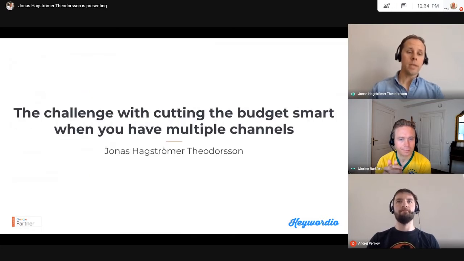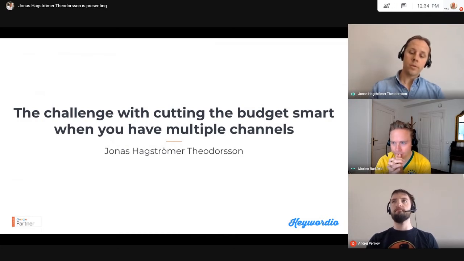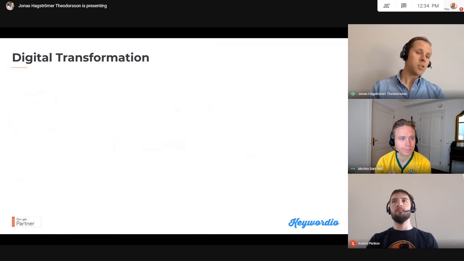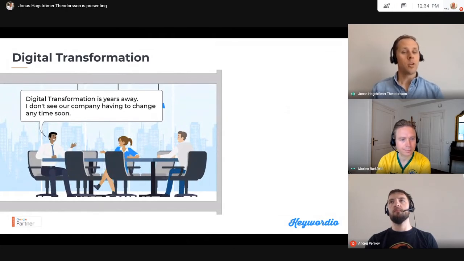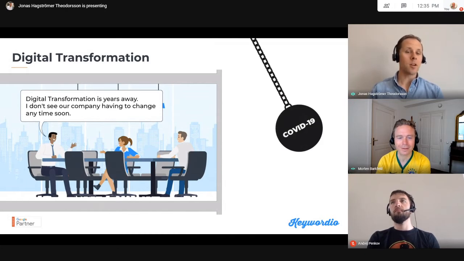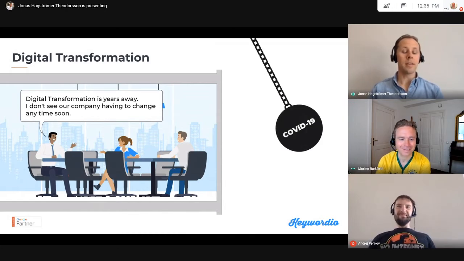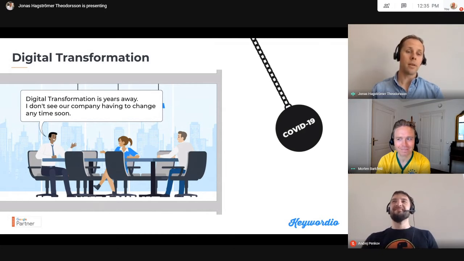So what do we see as the challenge with cutting the budget smart when you have multiple channels? It's really that digital transformation is all around, right? And people sit around and talk about what you should change to make sure that you transform faster and that you do everything that is needed. But what we really see right now is that COVID-19 is just coming on like a cannonball from the side, and it's really going to accelerate this for a lot of companies. So what would that really mean for us going forward?